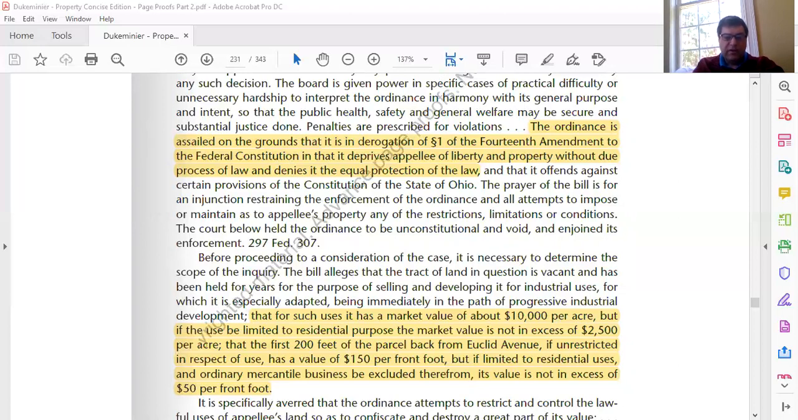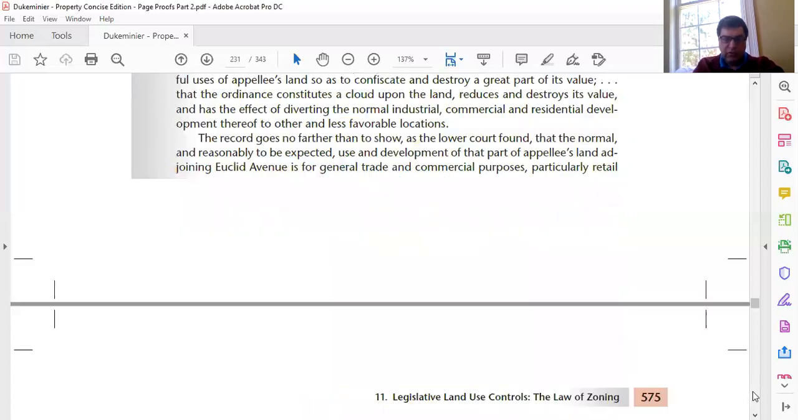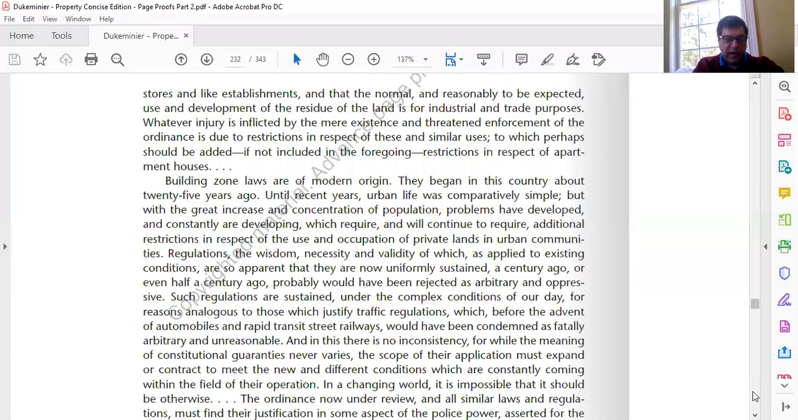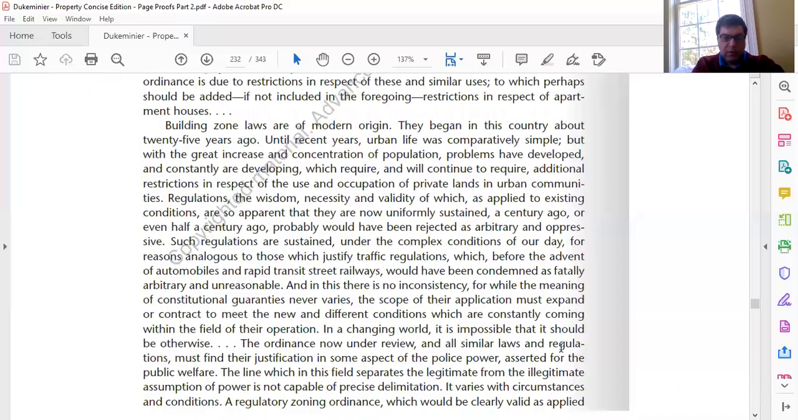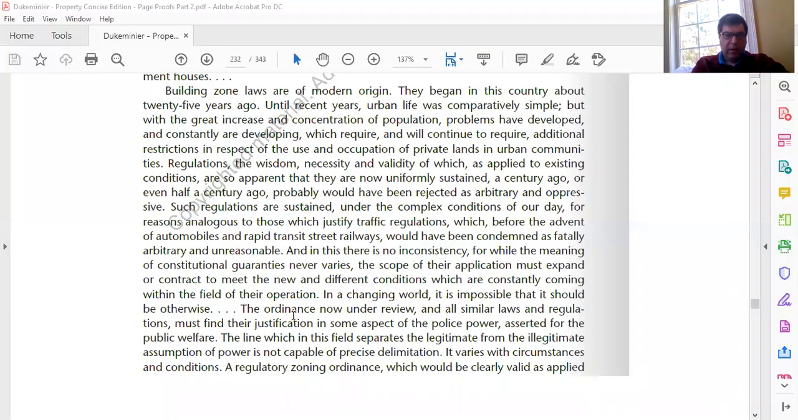Let's take a look at the opinion and see what the court says is the test it's going to use. Over on 575. All right, 575 down at the bottom is what we want to look at first. They say that the ordinance now under review and all similar laws and regulations must find their justification in some aspect of the police power asserted for the public welfare.